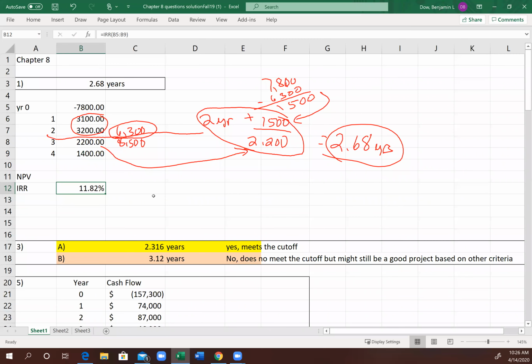In fact, it would be 11.82. Find the net present value. You'd have to know a discount rate. If we used, let's say, 6%, you could calculate the net present value pretty easily.